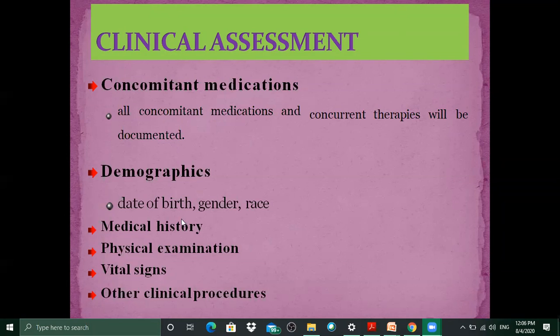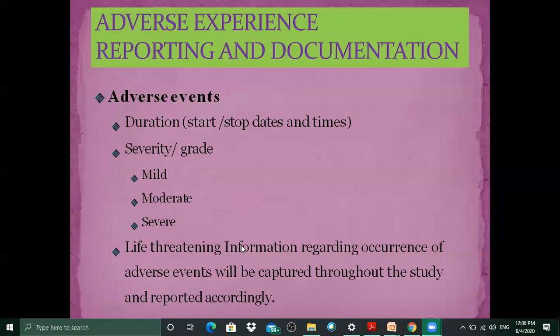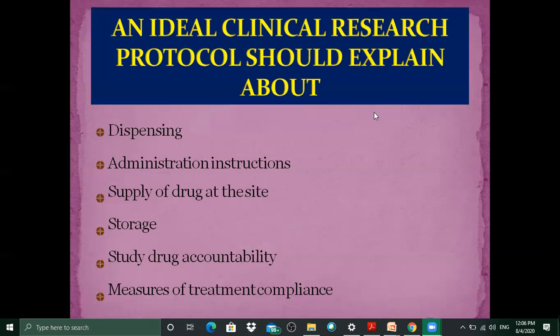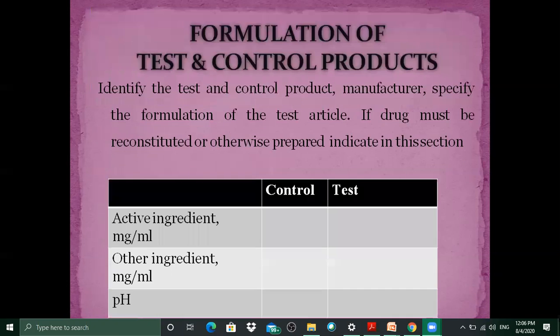Then demographics also you have to mention, date of birth, gender, race, and medical history. अगर ये तो सारा स्क्रीनिंग के वक्त ही हो जाता है, ठीक है. So when the patients, subjects are going to come to your facility and you are going to screen them, that time you will be taking all these measurements and then you will be going ahead. Then I think there are only 3 minutes remaining. So adverse experience and reporting and documentation we'll talk in a while. So clinical assessment and what all ideal content of the protocol should be.